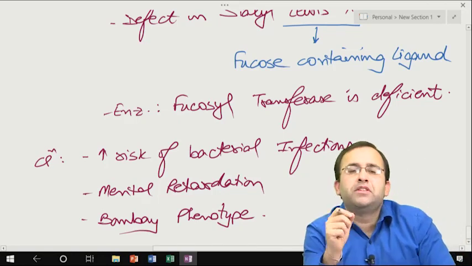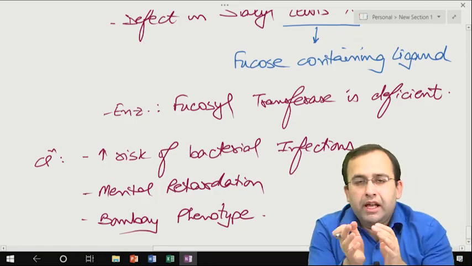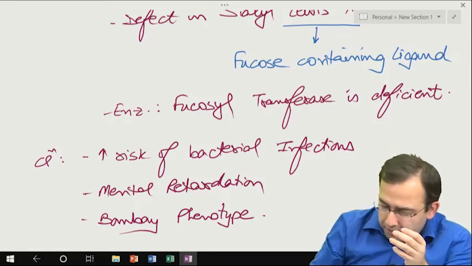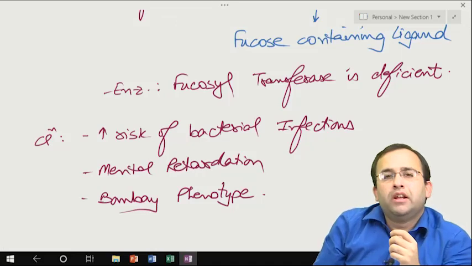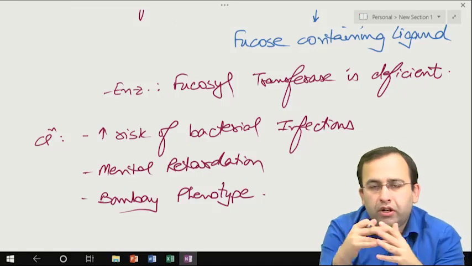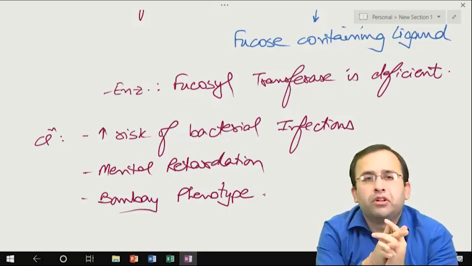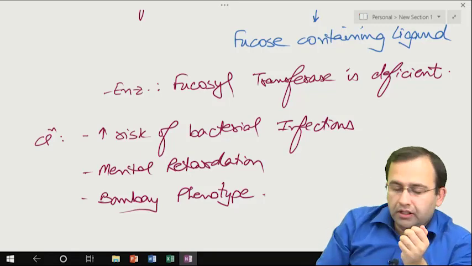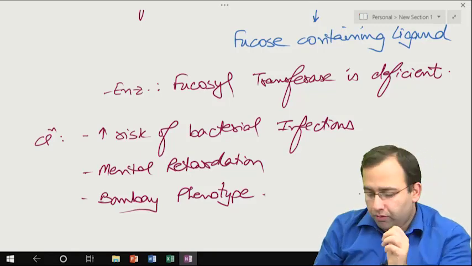Bombay phenotype is a special type of blood group in which H substance is absent. We will be discussing Bombay phenotype in detail in blood grouping. Those of you who want to see it at this point, you can go into the chapter of blood grouping in general pathology, blood groups, and see Bombay phenotype. These are the clinical features of LAD2.